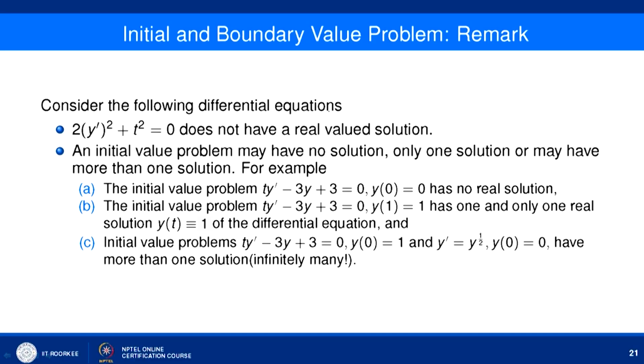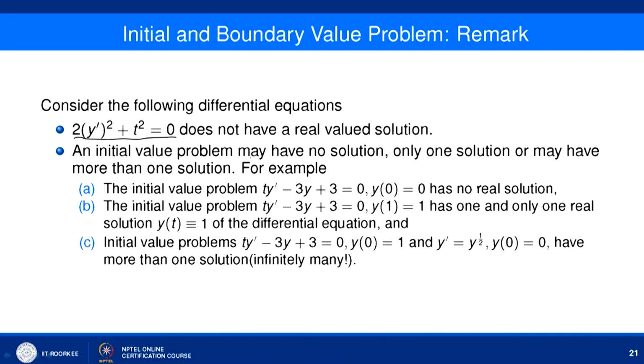Now, let us consider the following remark. Consider the differential equation 2(y dash) whole square plus t square equal to 0. Whatever condition you define, this will not have any solution. This is a nonlinear problem, because the dependent variable's derivative y dash appears in terms of square. So it is a nonlinear ordinary differential equation, but whatever initial or boundary condition you prescribe, it will not have any real valued solution.